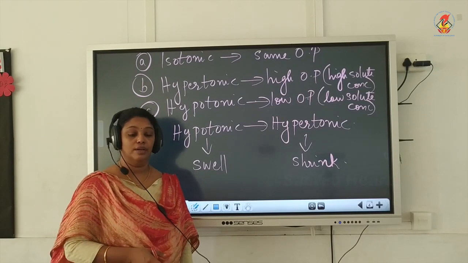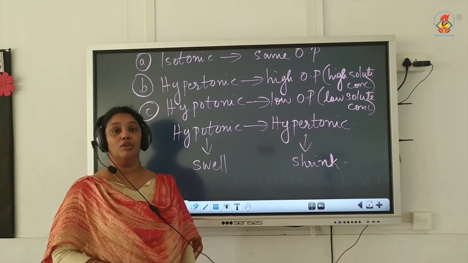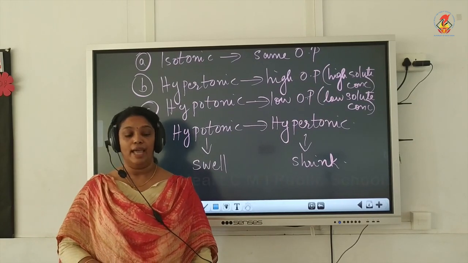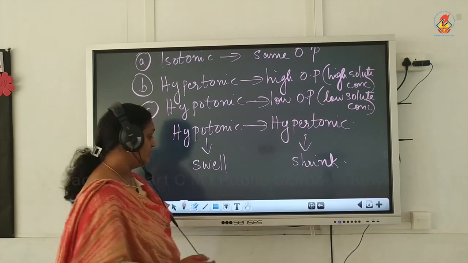Okay, so with this we complete our osmosis and osmotic pressure. Now last, we have a term called abnormal molar mass.